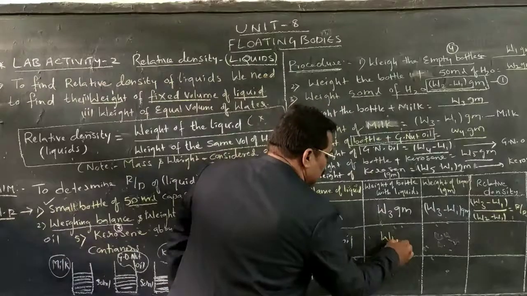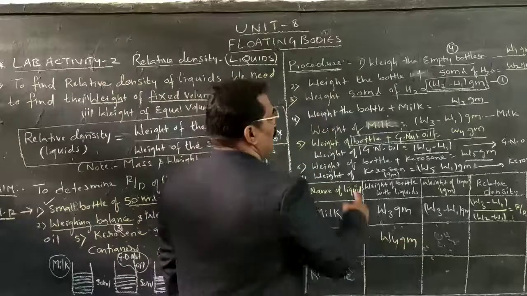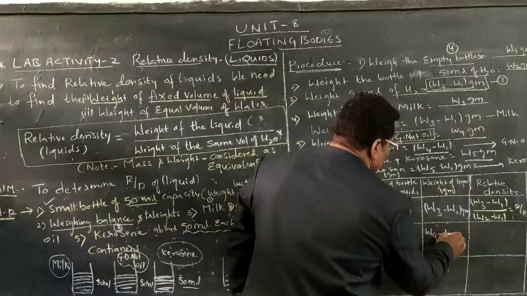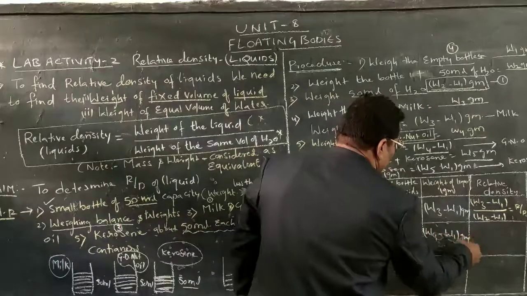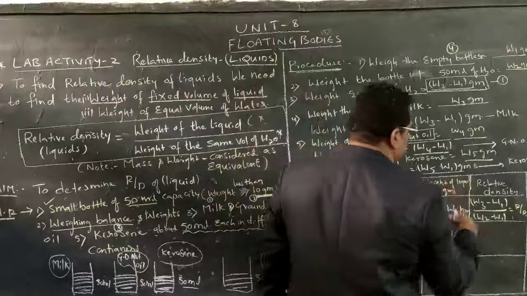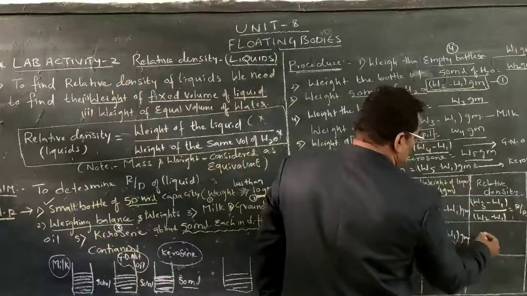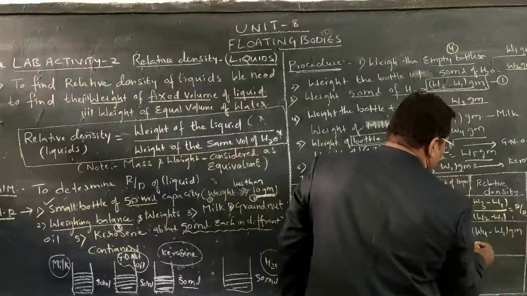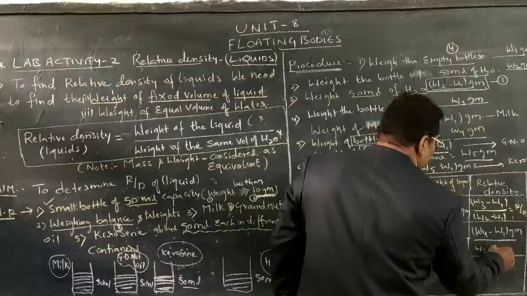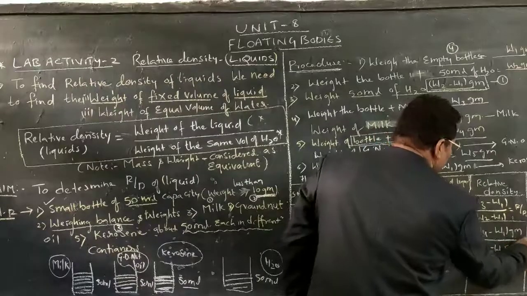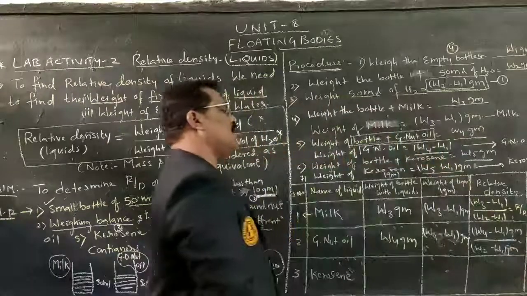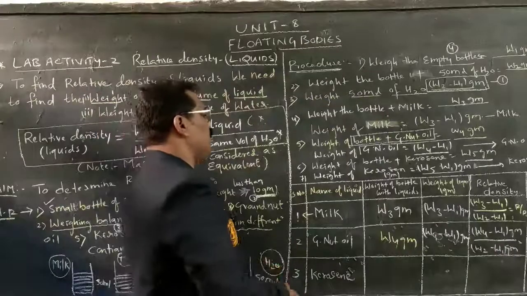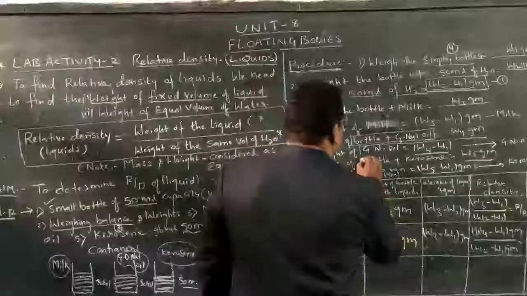The weight of only groundnut oil is W4 minus W1 grams. Then the relative density of the concerned substance will be W4 minus W1 grams by W2 minus W1 grams, which will give us the relative density of groundnut oil. Simultaneously, the third one is weight of bottle plus kerosene.